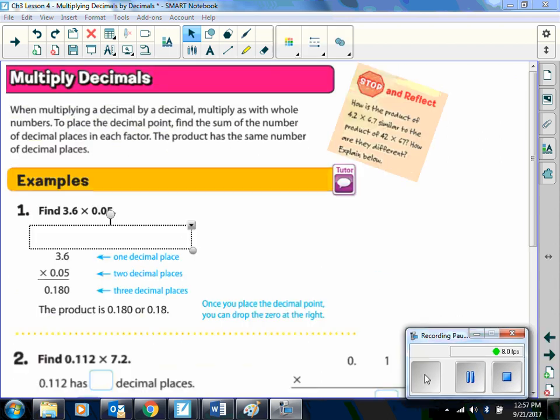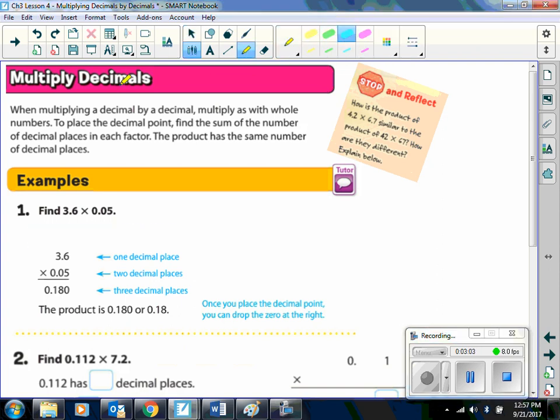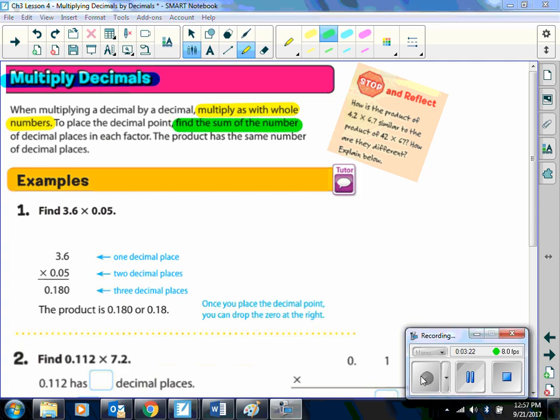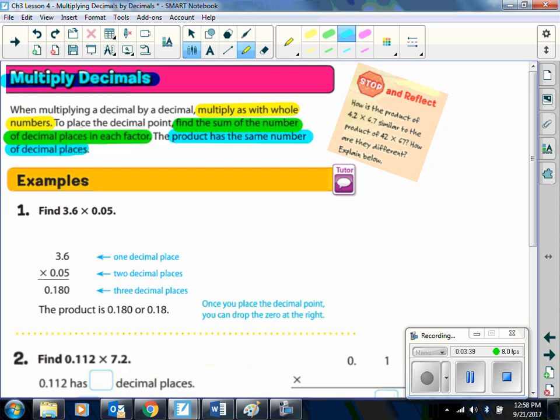All right. So today we are going to multiply decimals. Now here it says, when multiplying by a decimal, you multiply as with whole numbers, and then to place the decimal point, you find the sum of the number of decimal places in each factor, and that number will be the same as the number of digits behind the decimal in the answer.